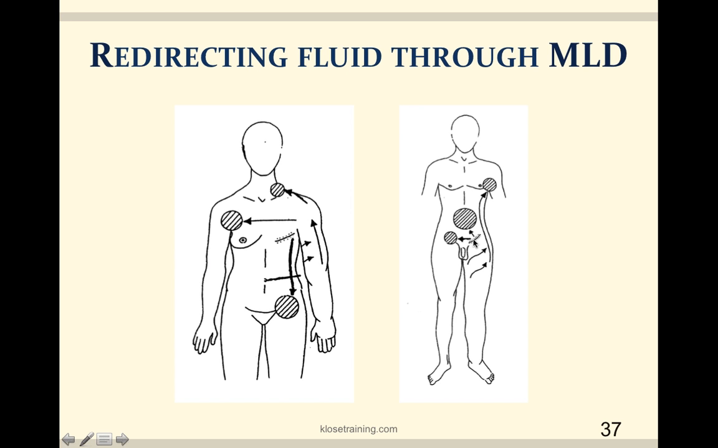For the lower extremity, if we have an incision over here and that's why the fluid is getting blocked, then we want to redirect the fluid up onto the same side axillary lymph nodes. We want to redirect the fluid into the abdomen or to the opposite side into the opposite inguinal lymph nodes.